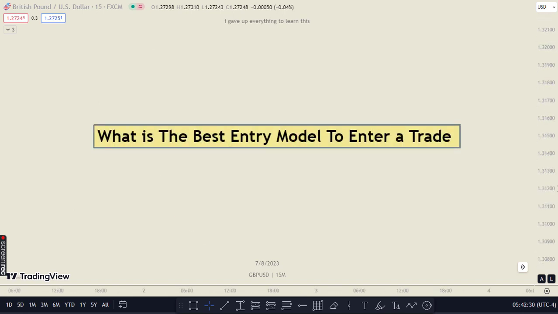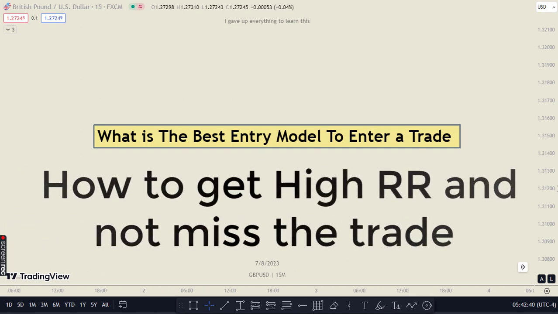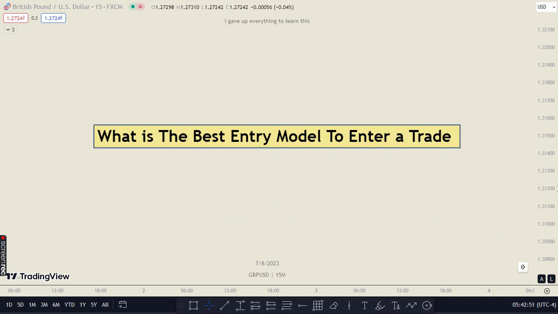However, the key question is which one of these options can provide the best risk-to-reward ratio while minimizing the chance of missing out on profitable trades. So we are in search of that specific entry model that strikes a balance between generating profits and not overlooking potential market movements. And throughout this video, we will work together to uncover this optimal approach.